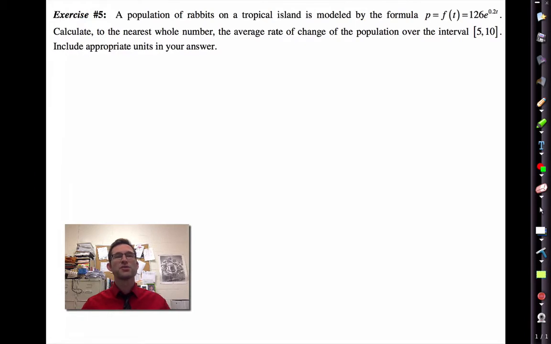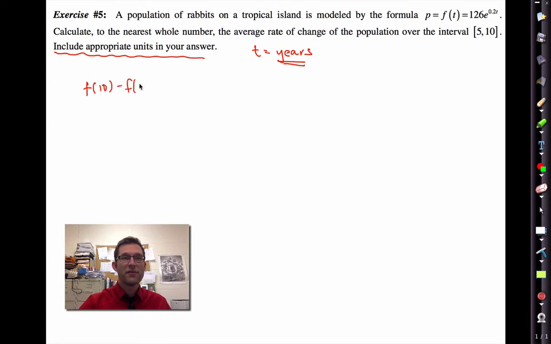All right, in this last exercise, we've got a population of rabbits on a tropical island modeled by the formula P equals f of t equals 126e raised to the 0.2t. Calculate to the nearest whole number the average rate of change of the population over the interval 5 to 10. Include appropriate units in your answer. That last little piece is a little bit tricky because I never told you the units of time. Let's say time is in terms of years, okay? Years. So what I want to do is, it's simple enough. I want to do f of 10 minus f of 5 divided by 10 minus 5.